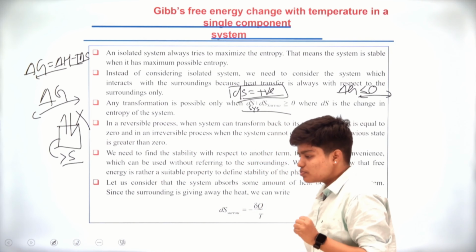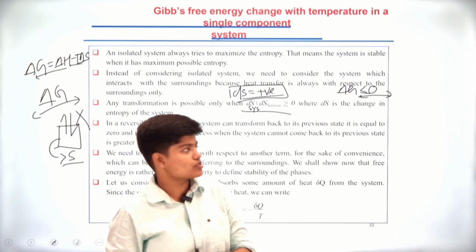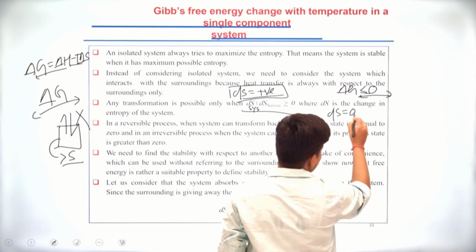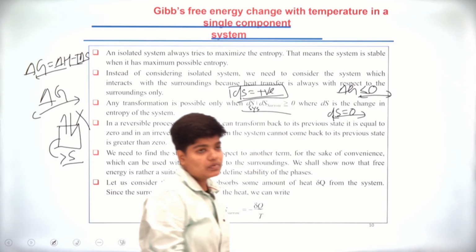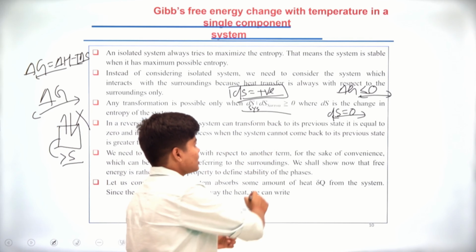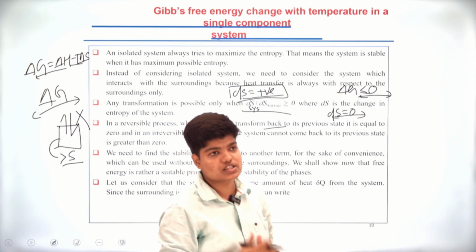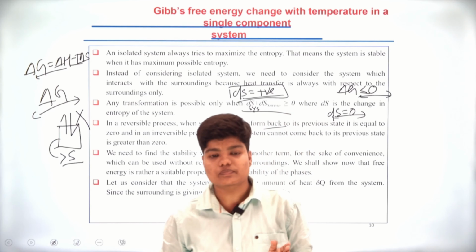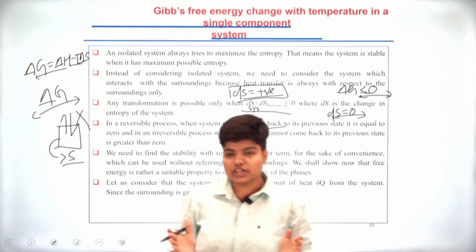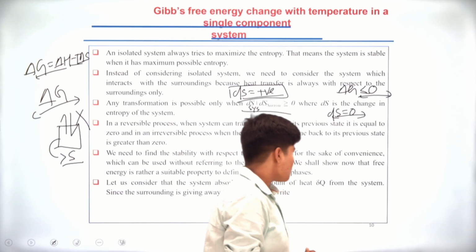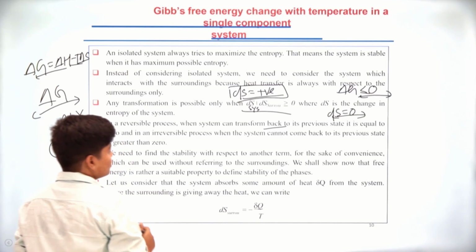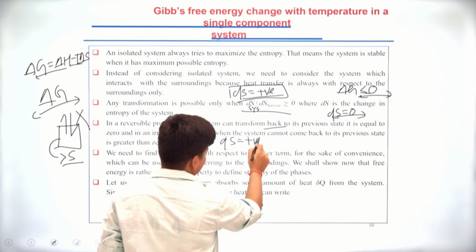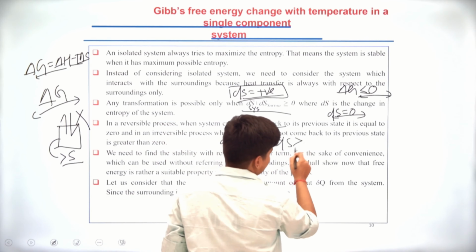Now in a reversible process, the entropy change is 0. For every reversible process the entropy change will be 0. Reversible process means the system can transform back to its original state, or its initial state. But in an irreversible process, the system cannot be transformed back to its initial state. For the irreversible process, dS will be in the positive direction, or we can write dS is greater than or equal to 0.